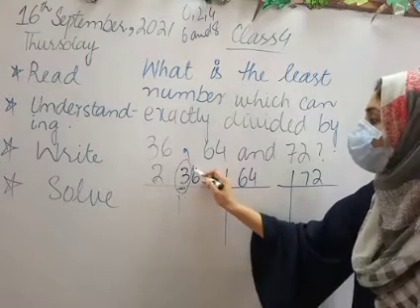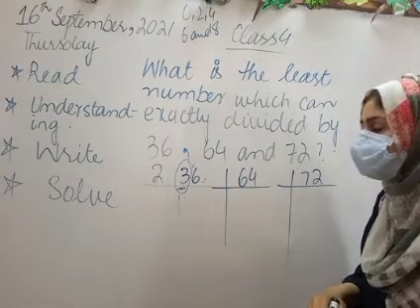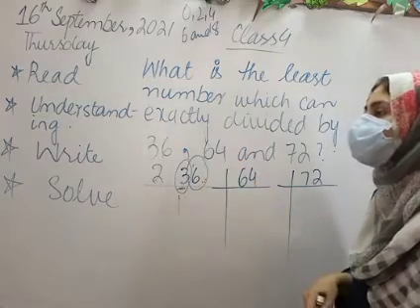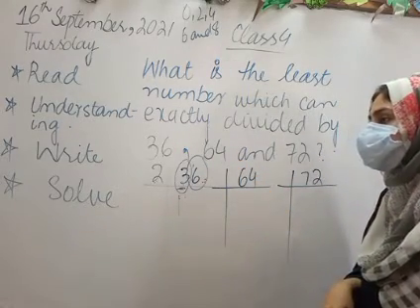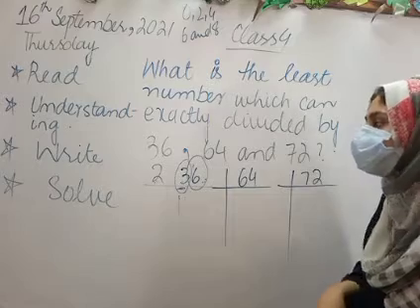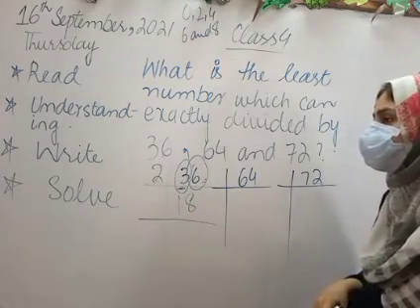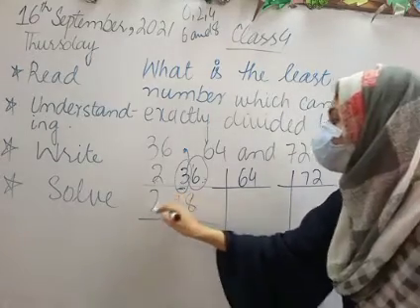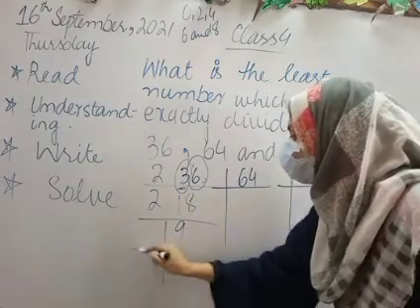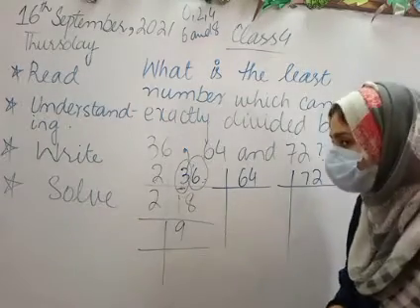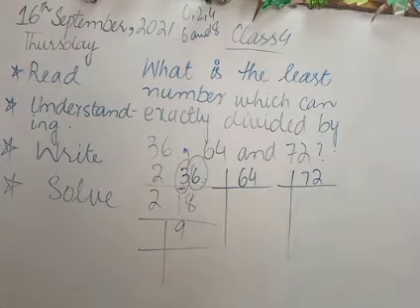Okay, now we have one number which is left. We will shift to the next number, which is 16. Clear? Now 2 8 times 16. 2 9 times 18. Fine. Now by how many times should I multiply the number to get 9?